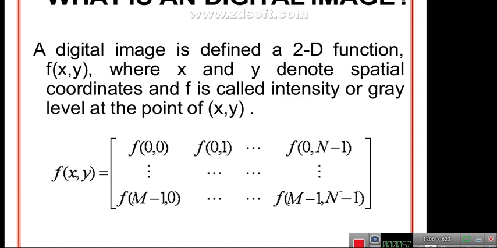So the image is defined in two dimensions with respect to x and y coordinates, f of x comma y. The last element, the mth row and the nth column, the last pixel element, is f of m minus 1 comma n minus 1. So the rows and columns are represented in terms of a two-dimensional matrix. So this is an image.